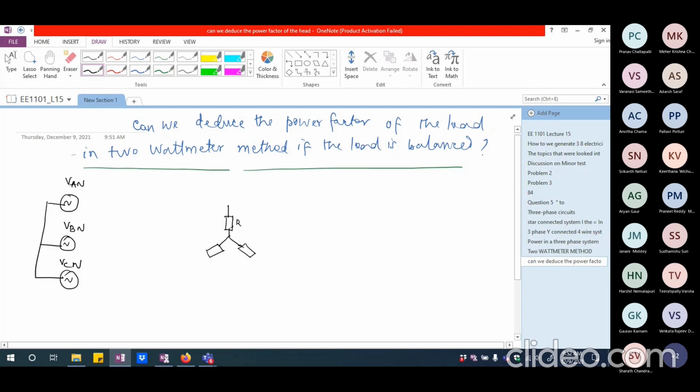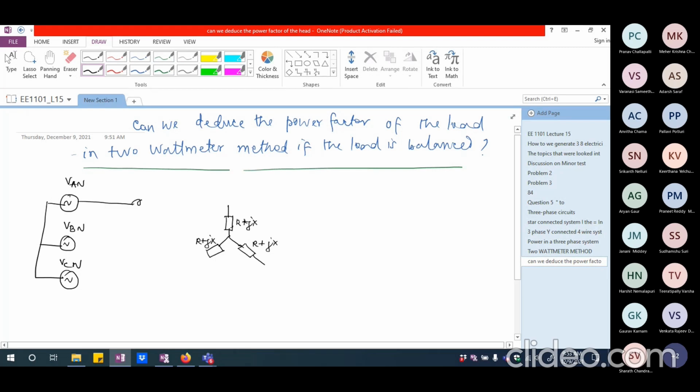Maybe I can take this as some R plus JX. This is also some R plus JX. And this is also some R plus JX. So plus, which means it is reactive. So I'm taking 3-phase loads like this.